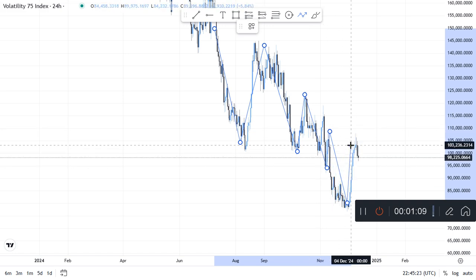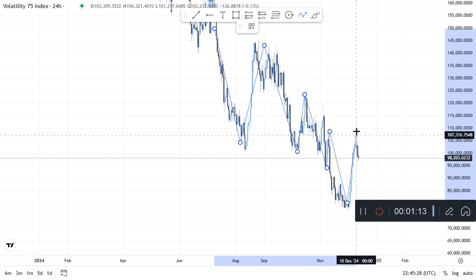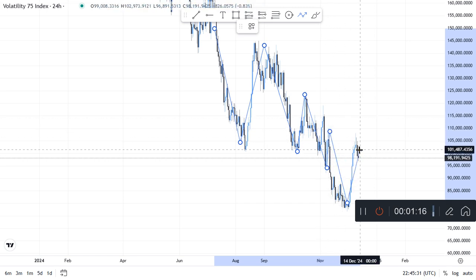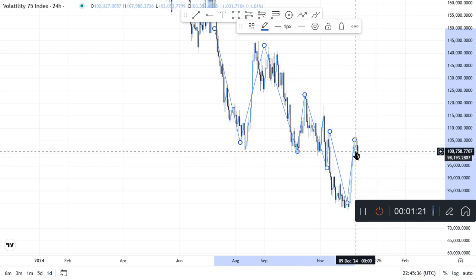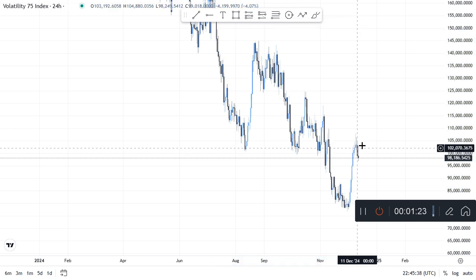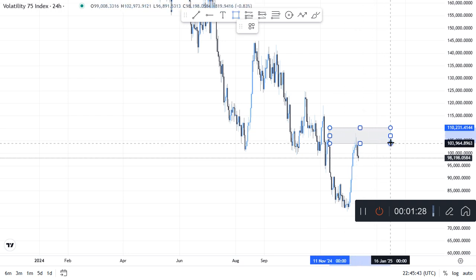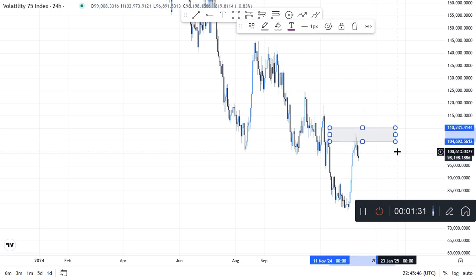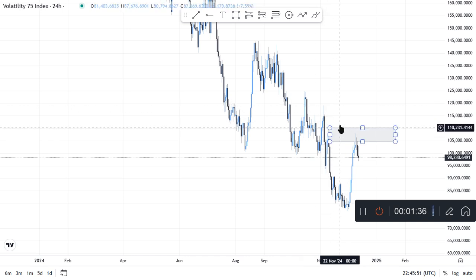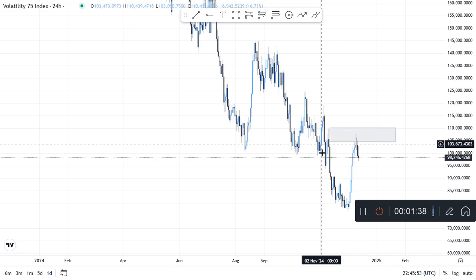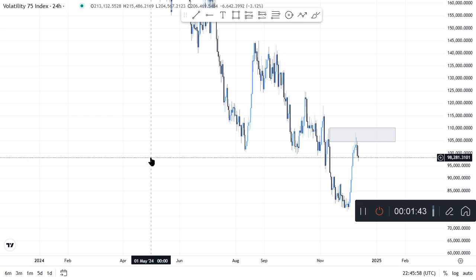Then over here we got a pullback. It didn't manage to break past this high, and if it doesn't break past this high, we are still considering it a downtrend. So this is where we are. We are looking for our selling opportunities until we break past this region at least, and maybe this region also. Only then would we consider that we might get an uptrend. So we drop down to our lower time frame.